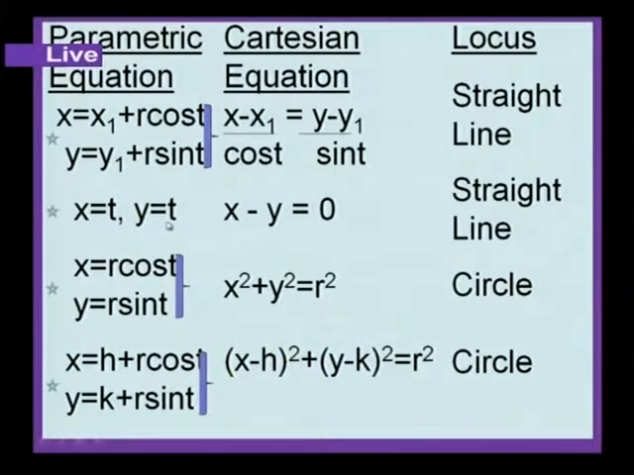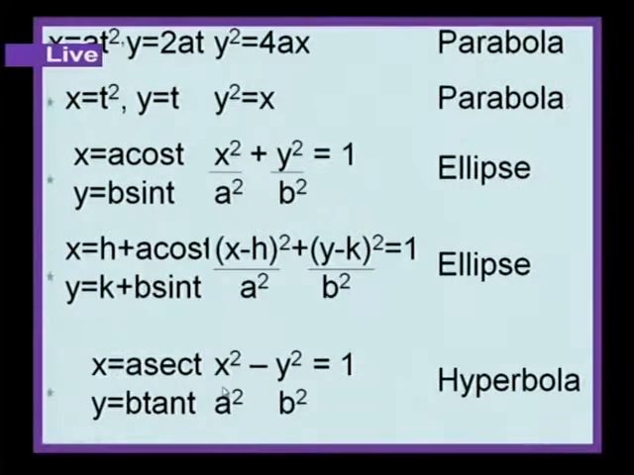X is equal to t, y equals t. The Cartesian form of this equation is x minus y equals 0. Here the locus is a straight line. Next, we take x is equal to r cos t, y equals r sin t. It is a standard form of a circle. Here x square plus y square equals r square is the Cartesian form. The locus of this equation is a circle.